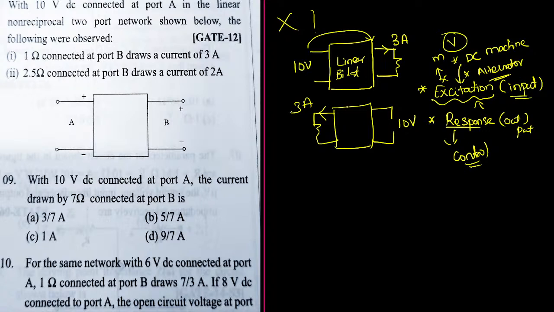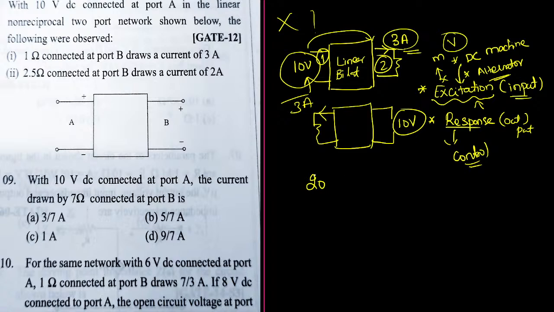These words we use in reciprocity theorem. When I am giving input as 10, output will be 3. It doesn't matter in which port you are giving the input. Let me treat this as the input port and this as the output port. If the input port is carrying 10 voltage, the output port must carry 3 ampere. If the output port carries 10 voltage, then the input port will carry 3 ampere. First conclusion.